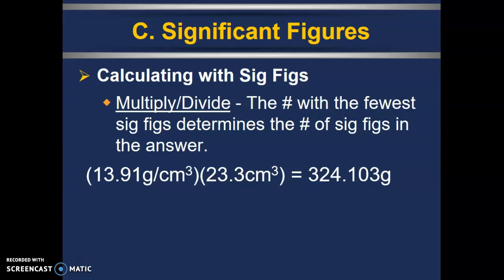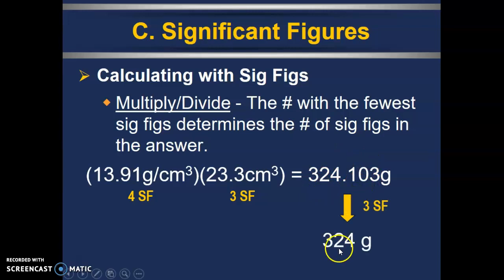How many sig figs should I have? If we look at this first number, 13.91, there are no zeros to worry about, so all of these count. This one has 4 sig figs. If we look at 23.3, no zeros to worry about, we count them all, so this one has 3 sig figs. Our answer needs to have whichever one is the least. Since this one has 3, that's how many our answer should have. So we need to reduce the numbers here to 3 sig figs.